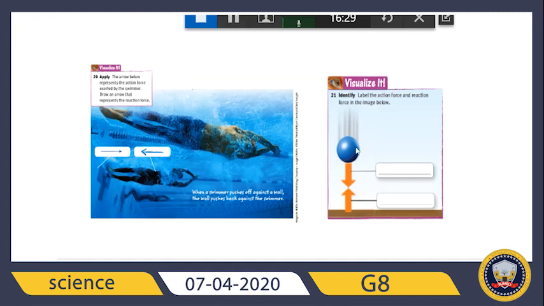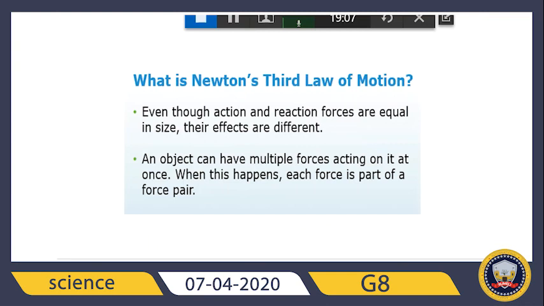So here the ball is exerting a force against what? Against the ground, and then at the same time the ground will exert force against this ball. So this one will be the action, this one will be the reaction. So guys, the last thing that we need to add here is, even though action and reaction forces are equal in size, their effects are different, and this inshallah we'll discuss later on. Another thing guys, an object can have multiple forces acting on it at once, but when this happens, each force is part of a force pair.